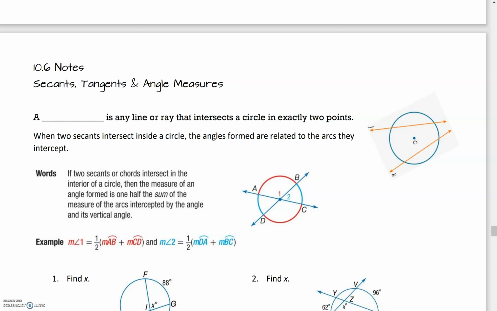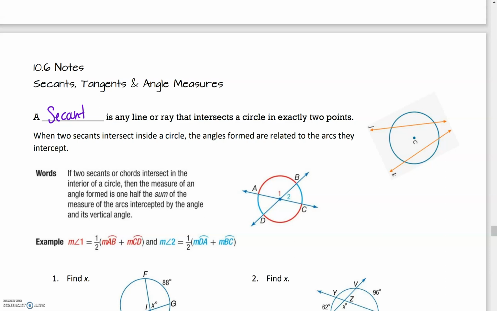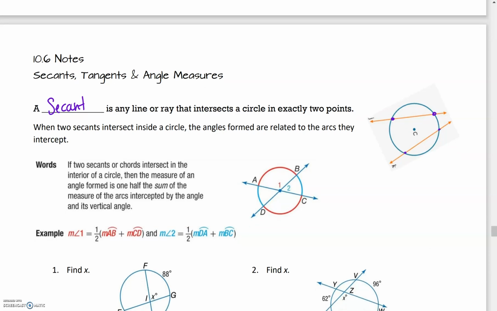This is lesson 10.6, secants, tangents, and angle measures. A secant is any line or ray that intersects a circle at exactly 2 points. So this right here would be a secant. This right here, line K, would also be a secant, as well as J.